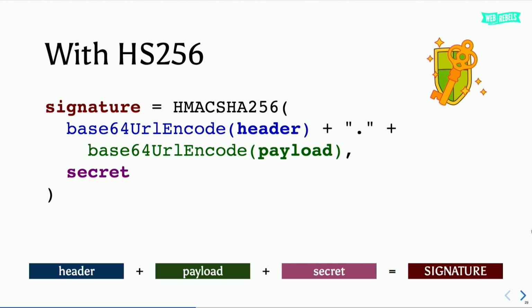SHA-256 hashing algorithm where basically we take the header, we apply the base64 URL encode, then we concatenate that with the base64 URL encode for the payload, separating them with a dot. And we pass all of this as the first parameter. So you see all of this here is the first parameter to the hashing function. And then we also pass as another parameter this secret here. Be very careful, because the secret here is the important part of this algorithm. So basically we take header, payload, and a secret, and we can build a signature.